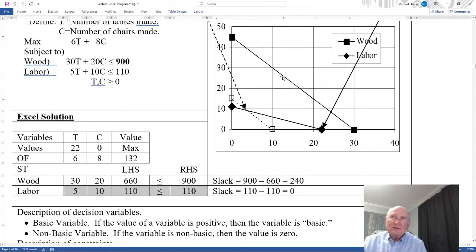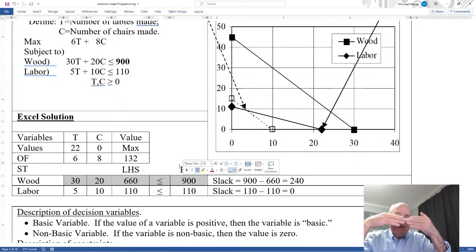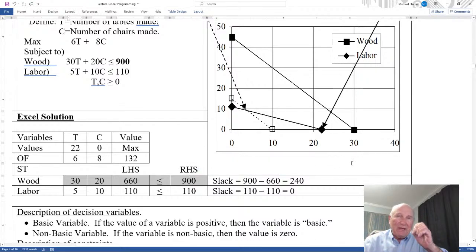So the wood constraint is out here. So at this point, it's not on the boundary. If I take 22.0 in the wood constraint, the left-hand side is 660, the right-hand side is 900. They're not equal. So if what you use equals your capacity, if the left-hand side equals the right-hand side, then that's called a binding constraint because that point is right on the boundary.